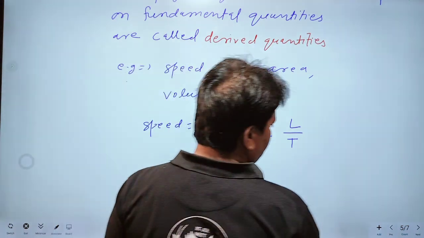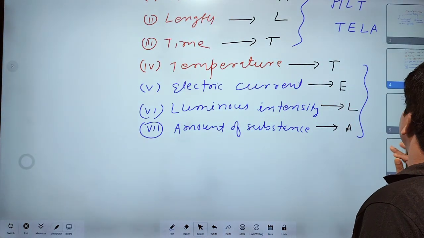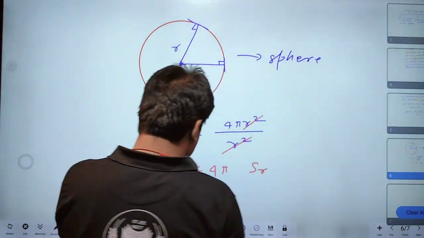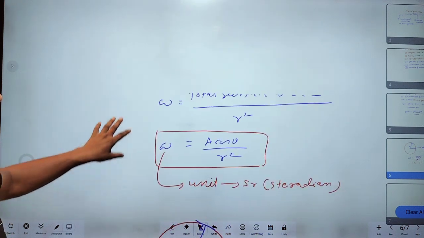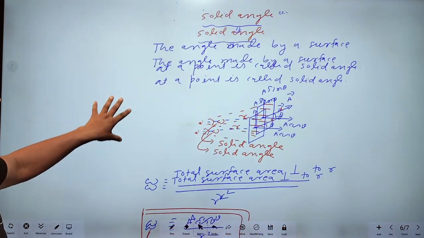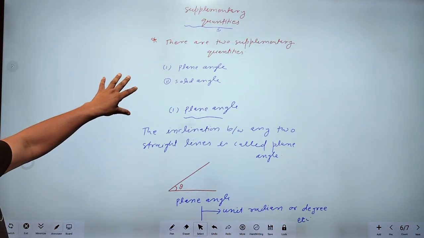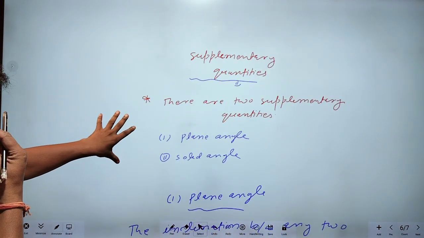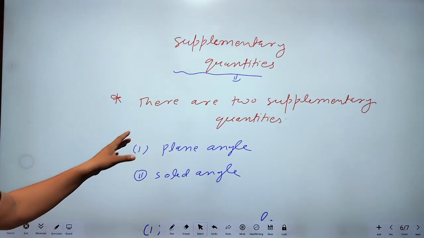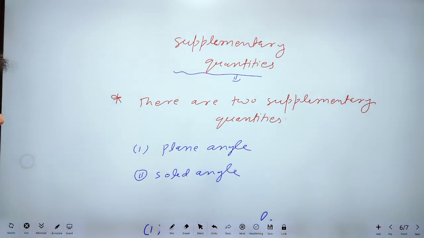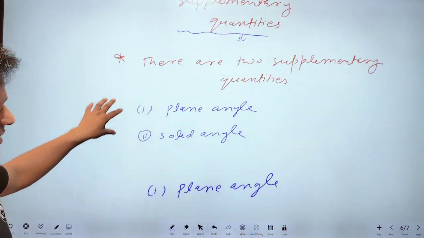Now I am going to discuss supplementary quantities. I have already told you the total number of supplementary quantities is 2. First one is plane angle and second one is solid angle.